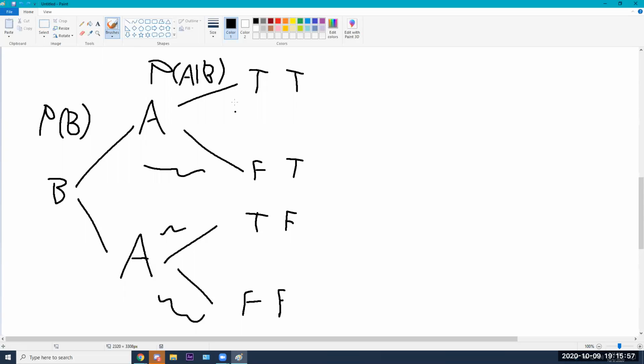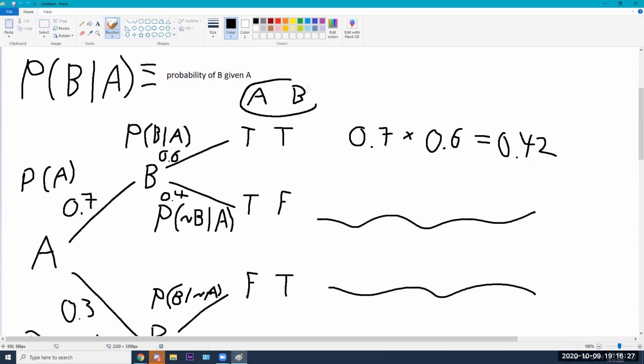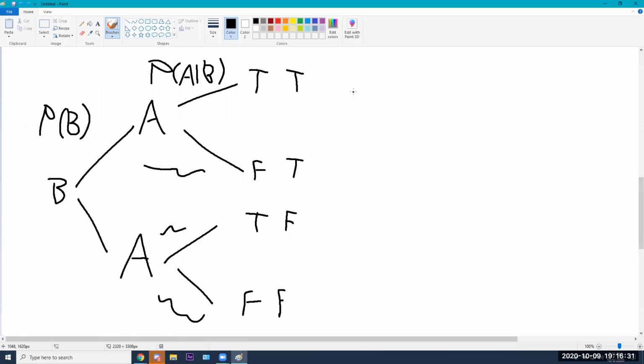Because again, we can calculate the probability of A and B. The probability of A and B both being true is the probability of B, times the probability of A given B, given that B is true. And this is just another way to calculate that both A and B are true. So we can say that the probability of B times the probability of A given B is equal to the probability of A and B.